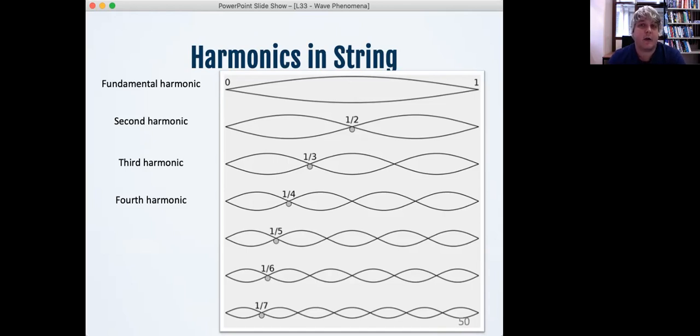And of course, you can keep going, make it a bit faster wave, and then get a third harmonic and a fourth harmonic, and so on. The number of the harmonic is just saying how many antinodes you've got. Fundamental harmonic, 1 antinode. Second, you've got 2 antinodes. Third, you've got 3, and so on. And you just keep adding a node and an antinode each time.